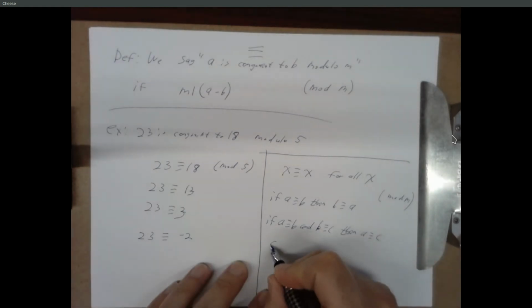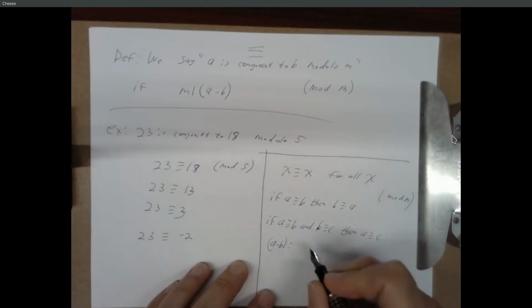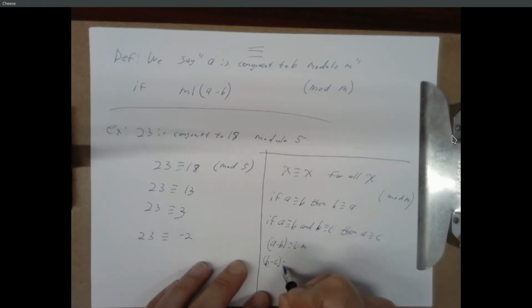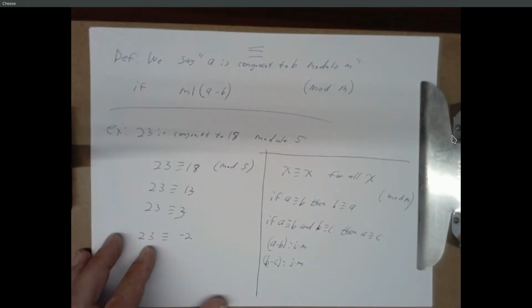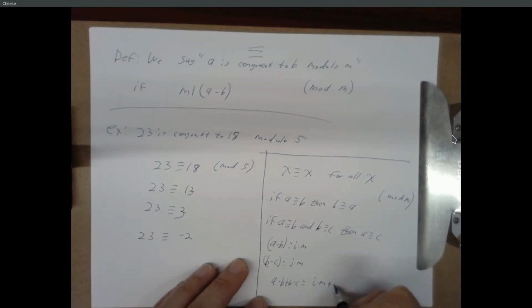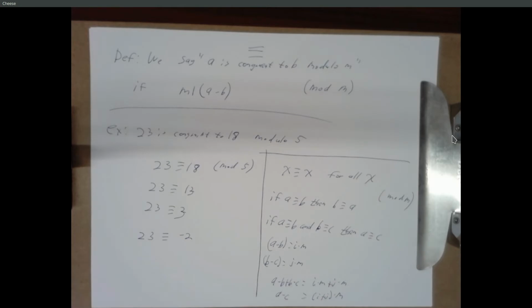Well, a minus b equals some integer times m, and b minus c equals some other integer times m. And if we add these two expressions together, a minus b plus b minus c is equal to i times m plus j times m. Well, this left side is just a minus c, and this right side is just i plus j times m. So a minus c is again a multiple of m.